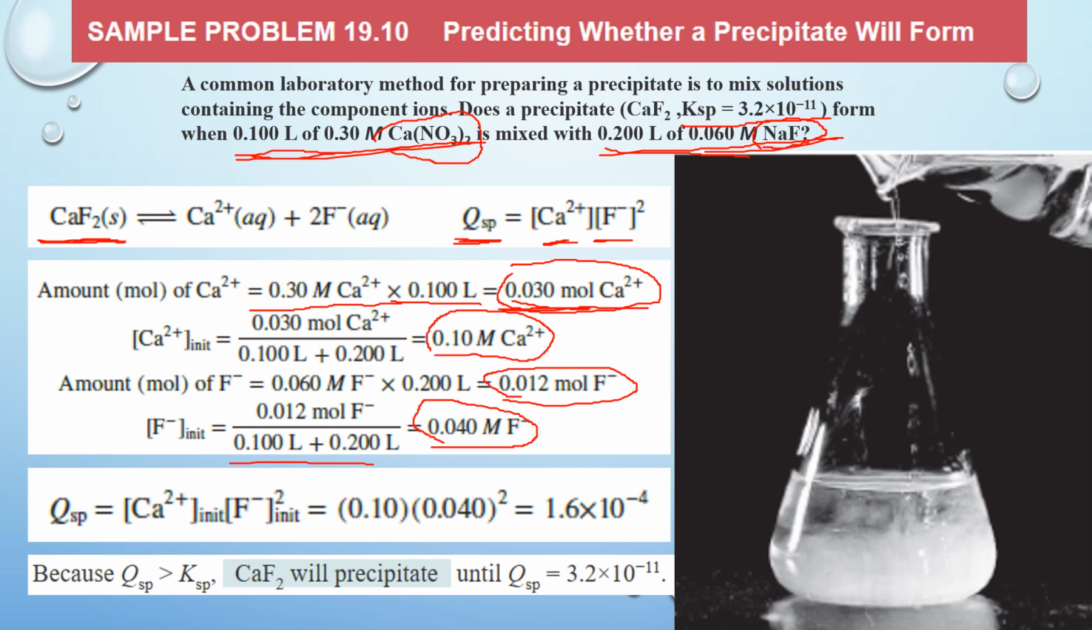By putting these numbers in there, we got a Q value equal to 1.6 times 10 to the negative 4, which is way higher than the solubility constant. So we know that when Q is greater than K, the solid will form. So this calcium fluoride will be a precipitate. It will keep forming this solid until Qsp equals the Ksp value. And here you have a picture of this reaction. You can see the solution become very cloudy, meaning the precipitate has been formed.